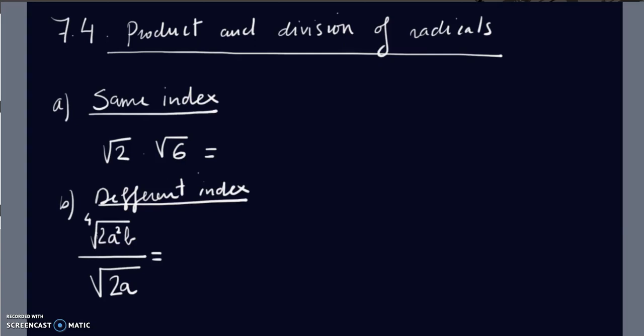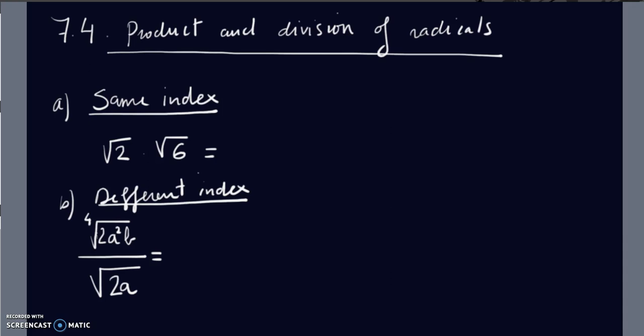Hey, what's up? Let's move on to point 7.4, product and division of radicals. Let's take a look at two different types of operations.